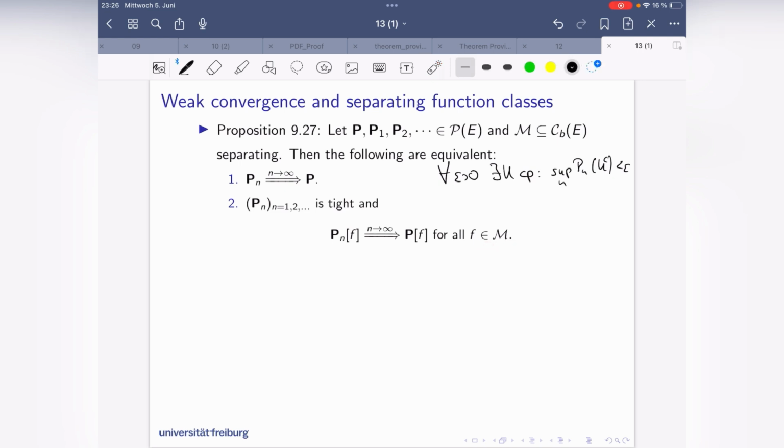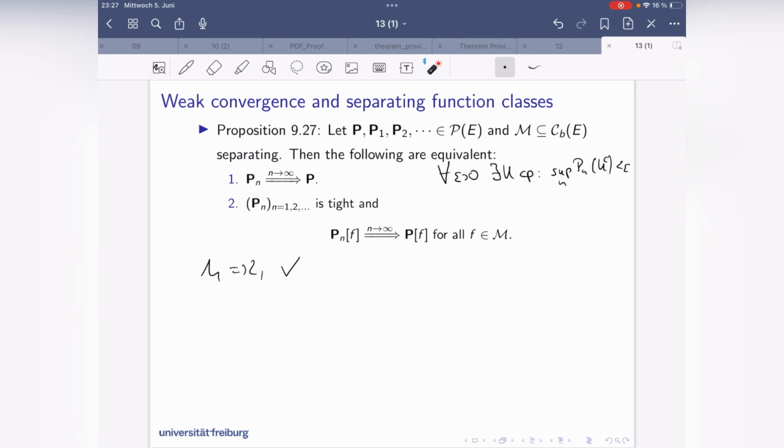Okay, from 1 to 2, I say I don't have to prove anything. That's clear, because if you have weak convergence, you have that every subsequence has a convergent subsequence, which is the same as being tight. And this here, of course, also holds because that's part of weak convergence.